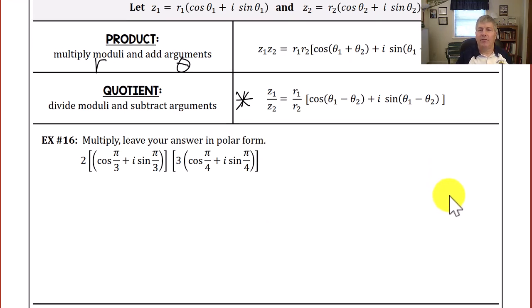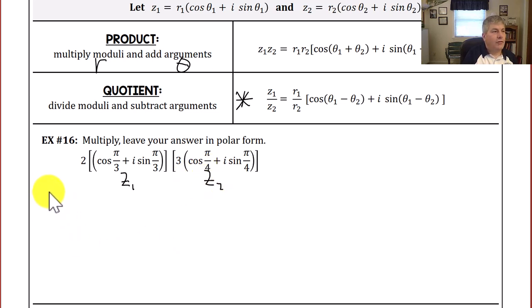So we've got our formulas here. Remember, if we're multiplying, we multiply the r's and add the thetas. Example 16 says multiply and leave your answer in polar form. So we're going to multiply 2 cosine of pi over 3 plus i sine of pi over 3, by 3 cosine of pi over 4 plus i sine of pi over 4.